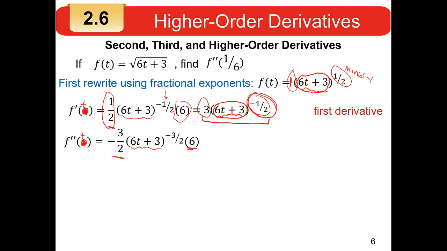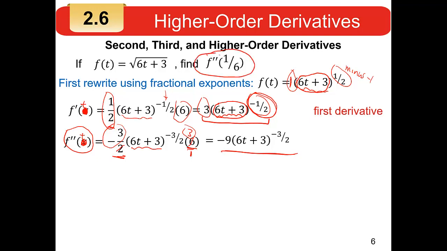You want to multiply the 6 times the minus 3 halves, and notice 6 is like 6 over 1. And you can think of that 2 dividing into that 6 and leaving 3. And so you just end up with a negative 3 times positive 3. So that'll be negative 9 times the base of 6t plus 3 raised to the negative 3 halves power. Now, if I were just calculating f double prime of t, WebAssign would be perfectly happy with that answer. But they actually want me to evaluate it at 1/6.